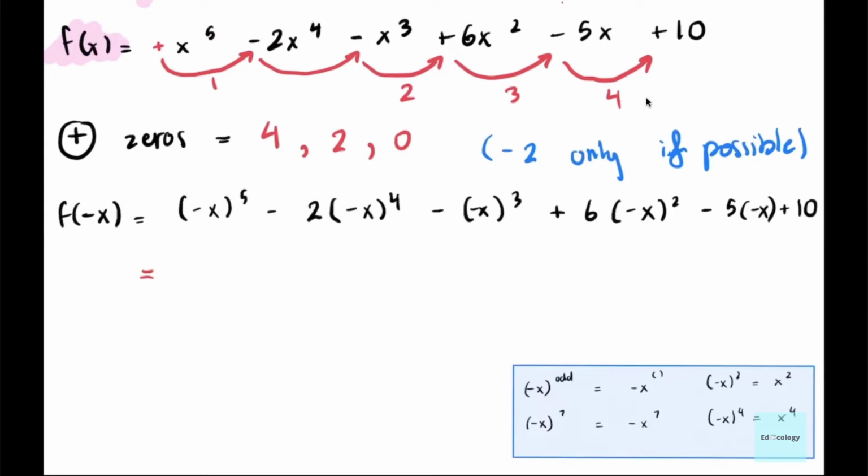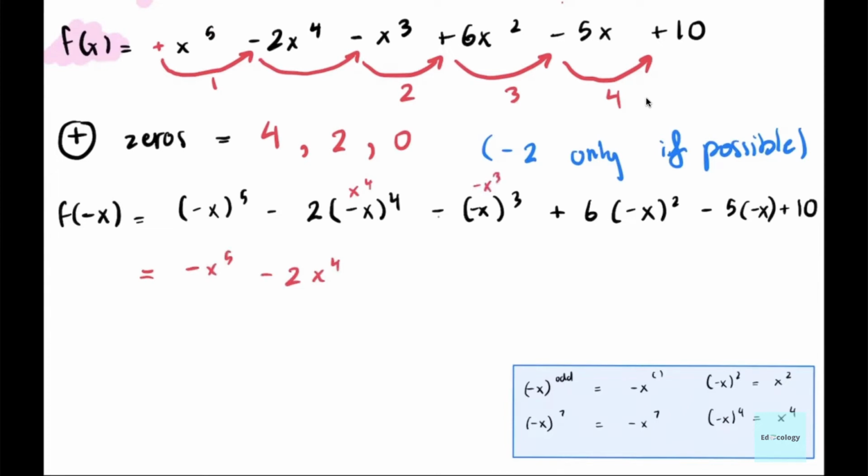The sign will be negative when it's raised to an odd power. When it's even to the power of an even number, then it will be positive. So here it's negative x to the power of 5. Here it is negative 2 times positive x to the power of 4, so negative 2x to the power of 4. Then here negative x to the power of 3 will be negative x to the power of 3.